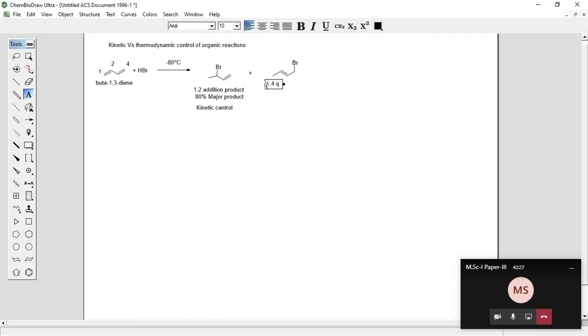The 1,4 addition product is in 20%, the minor product. So when you react this HBr with butadiene at minus 80 degrees Celsius, you are getting the 1,2 addition product as a major product and the 1,4 addition product as a minor product.